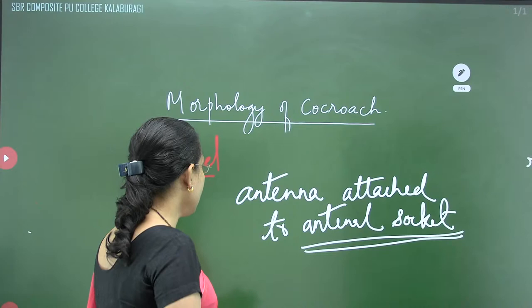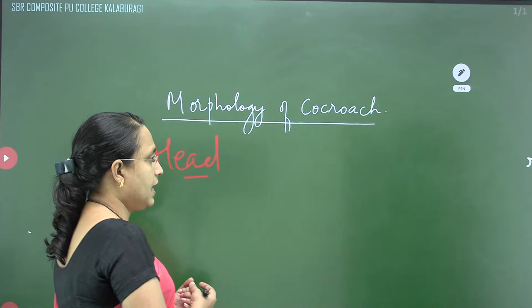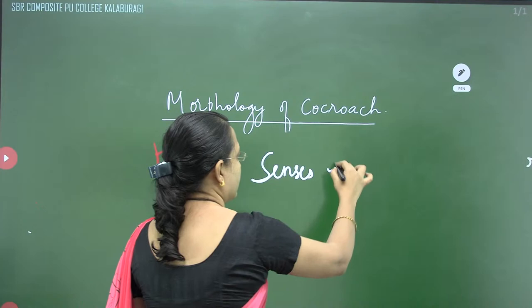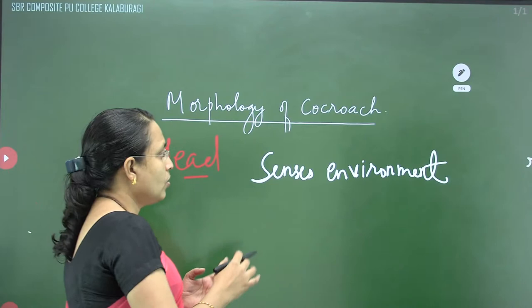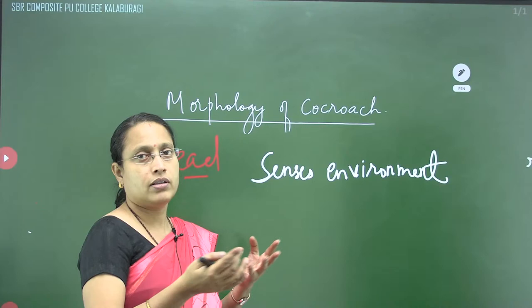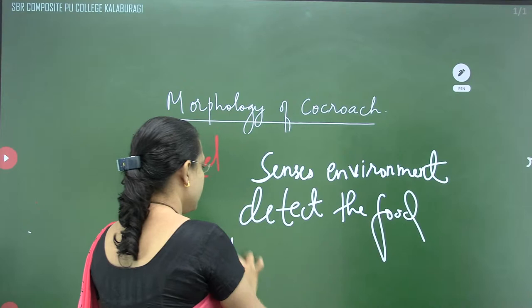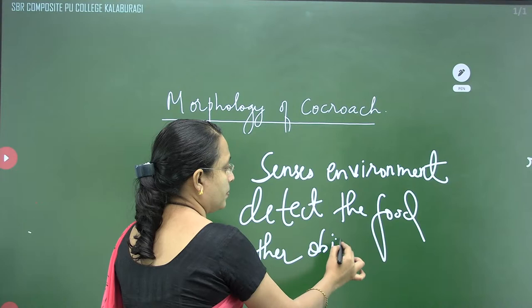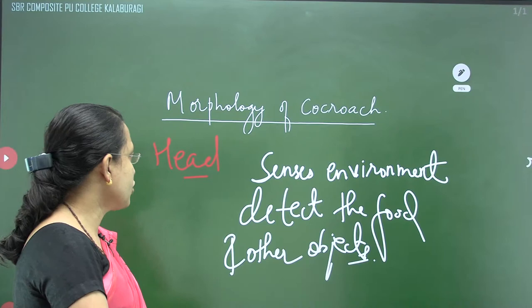Now, what is its function? As I told, it is a sensory structure, so it can sense the environment. It means it can take sensory stimuli from the environment. So the movement of the antenna helps to detect the environment, that means it helps to detect the food and also other objects. So it is a sensory structure, and it can have both tactile function and olfactory function.